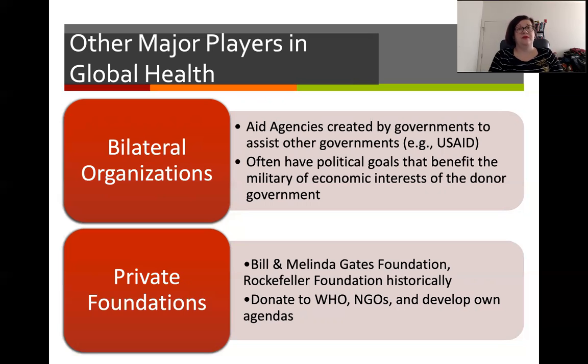Private foundations created with rich people's money have a long history of heavy involvement in global health. The Rockefeller Foundation, which was founded with oil money, implemented a number of disease control programs in many countries in the early 1900s. Currently, the Bill and Melinda Gates Foundation has an enormous influence in global health and sets many global health agendas. It has been mostly focused on technical innovation, like new vaccines or new technologies for mosquito control, as the way to solve a global health problem.